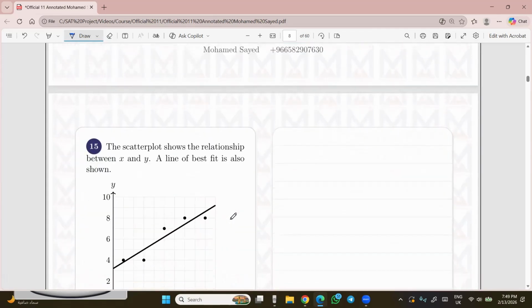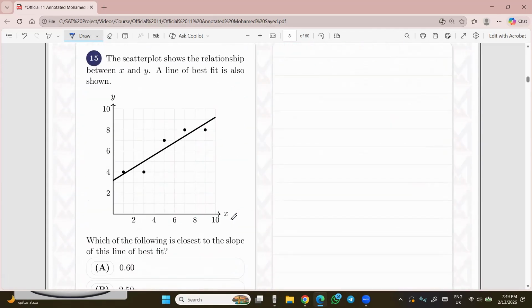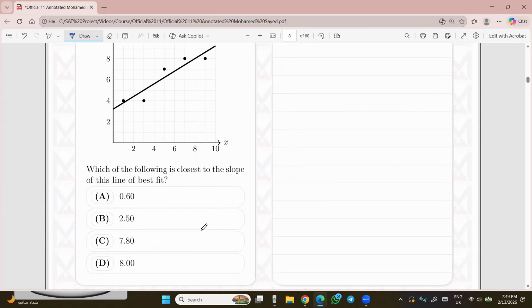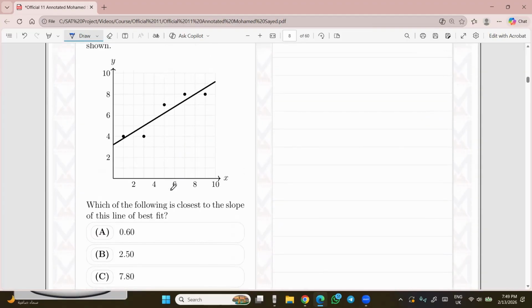That makes sense. Number 15, the scatter plot shows the relationship between x and y. A line of best fit is also shown, as you can see. The question says, which of the following is close to the slope of the line of best fit? So the slope can be considered as y2 minus y1 over x2 minus x1 using the formula. Slope is equal to y2 minus y1 over x2 minus x1.